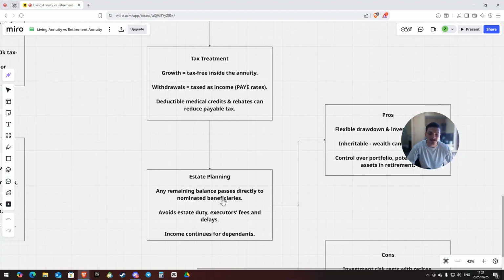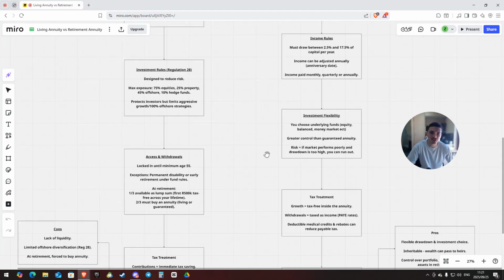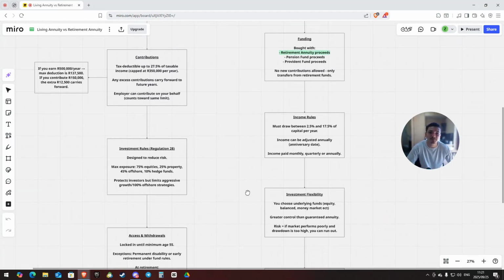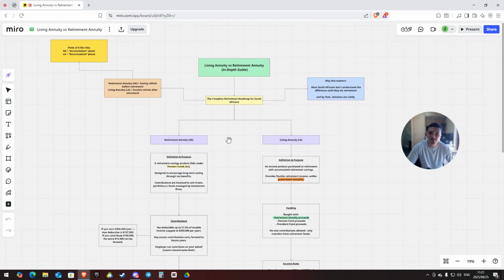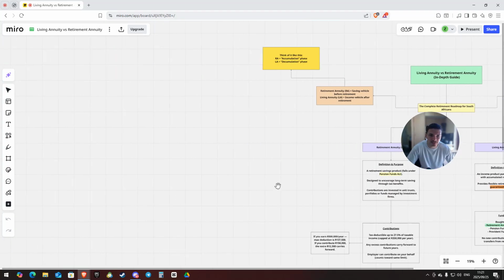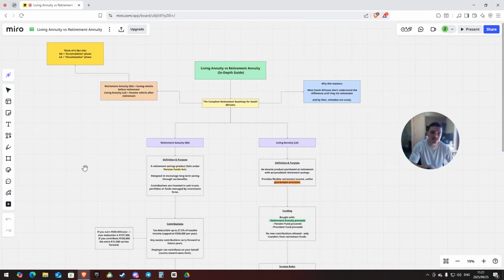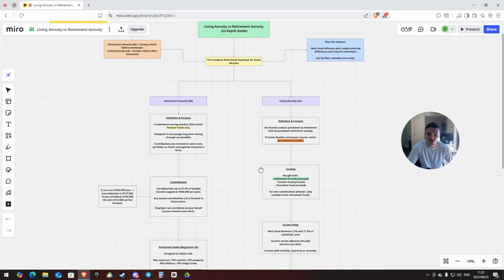So, guys, very, very important to take into consideration. Please visit a qualified financial advisor before making any decisions based upon this. But if you've got an idea of the difference between retirement annuities, living annuities, guaranteed annuities, you're going to have a lot more confidence coming into retirement.